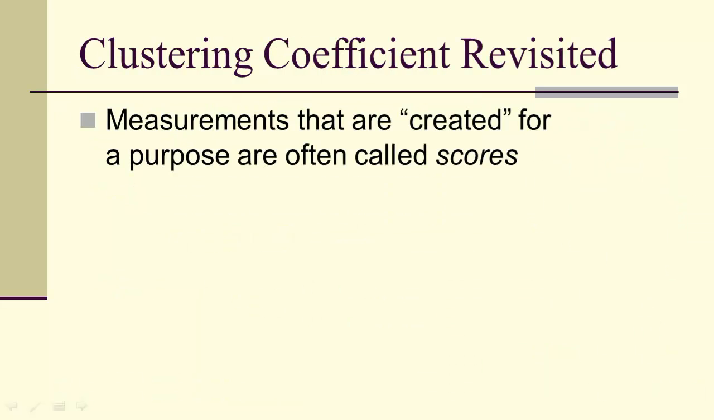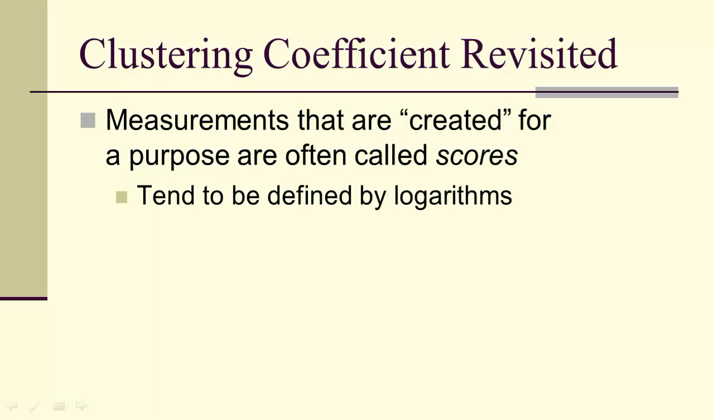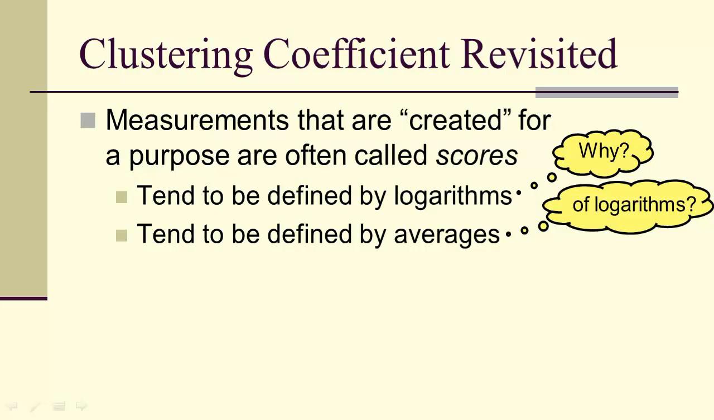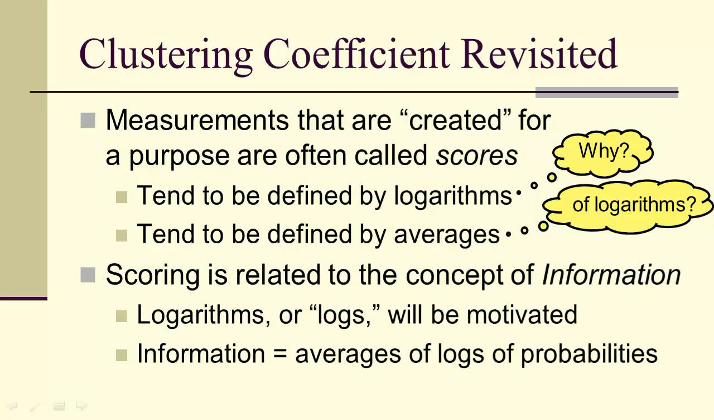So let's go back and look at this idea of measurements that are created for a purpose. In particular, we often call those scores. They tend to be defined by logarithms. You might be thinking, why? They tend to be defined by averages. Why would you average logarithms? And the key issue is that scoring is related to the concept of information.